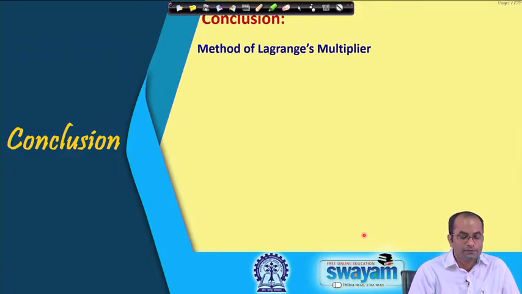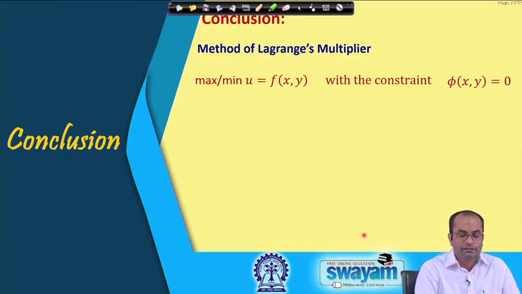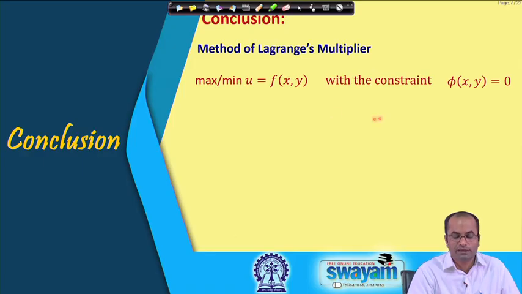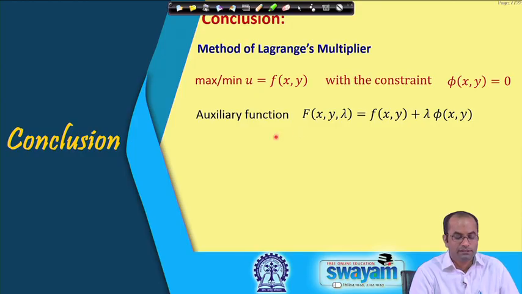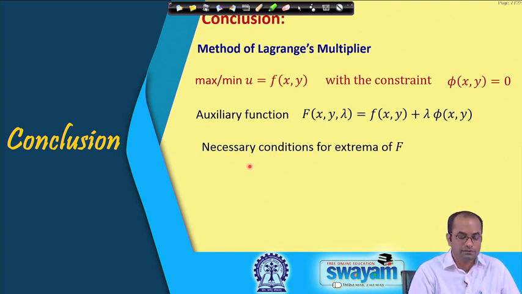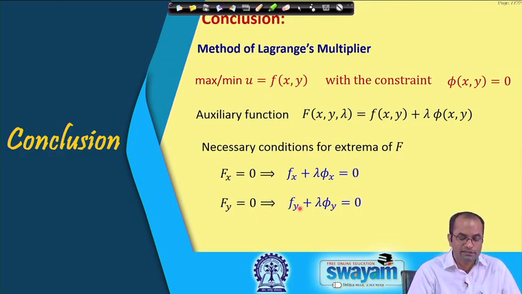So, conclusion now. The method of Lagrange multiplier is that we want to find the maximum or minimum of a function f x y with some given constraint. The idea is to formulate an auxiliary function by introducing this lambda in front of this phi, and then the necessary condition for extrema of this function will be setting f x equal to 0, and then f y equal to 0, we get another equation, and f lambda equal to 0, we get phi x y equal to 0.